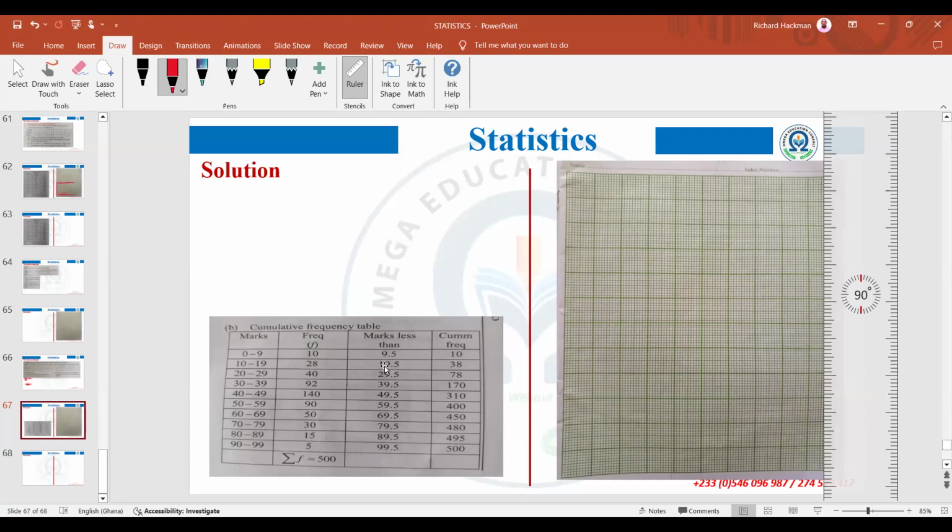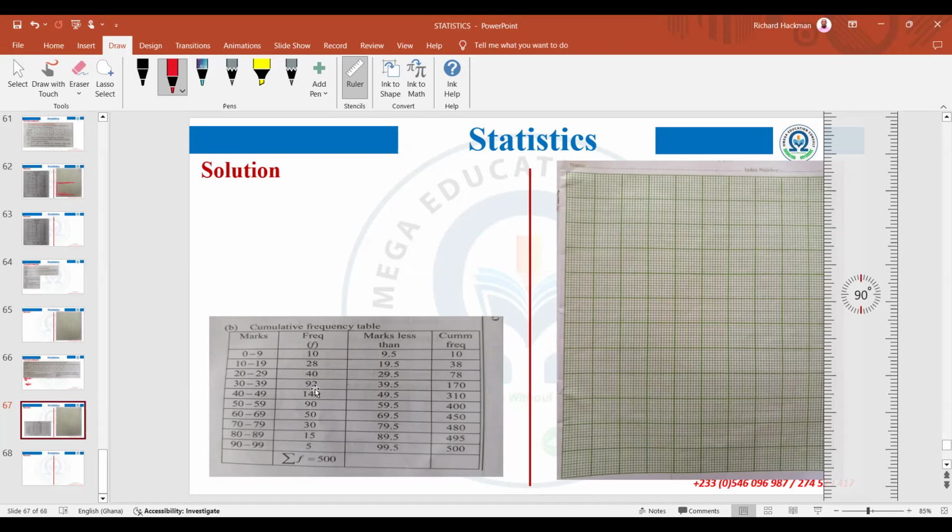If I come to those who scored less than 19.5, if you scored between 0 and 9, you still scored less than 19.5. If you scored between 10 and 19, you still scored less than 19.5. So if you are here, you are supposed to be counted. If you are here, you are supposed to be counted. So it will be 10 plus 28. So that's what gave us the 38 that you have there.